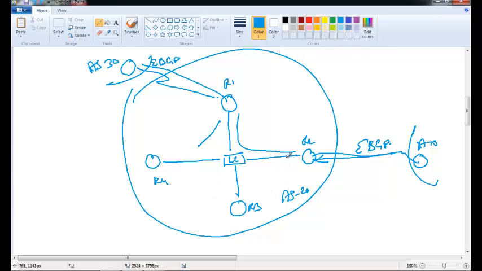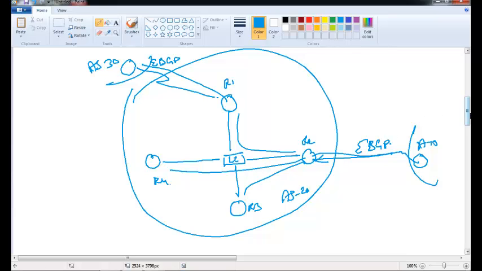Because R2 is a neighbor with R1, R4 and R3, whatever R1 receives, R4 also is going to receive, R3 is also going to receive. That's all. They don't propagate further. It is good. It keeps the loop away. So split horizon is good.